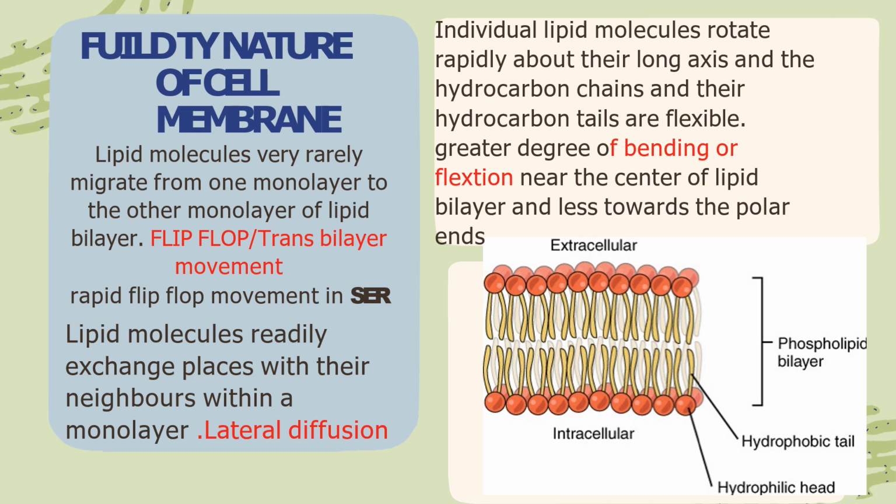The cell membrane is not rigid, it behaves like a fluid structure, and this fluidity is mainly due to the movement of lipid molecules within the lipid bilayer. Most lipid molecules do not move from one layer to the other. When they do, it's called flip-flop or transbilayer movement, and this is a rare event. However, it occurs more actively in the smooth endoplasmic reticulum.